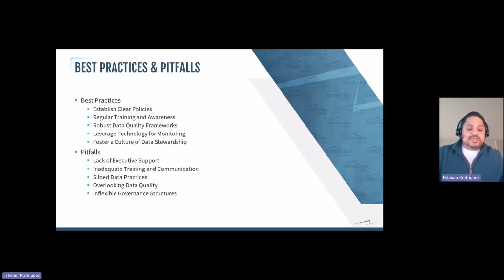Siloed data practices within different departments can severely hinder effective data governance. When data is managed in silos, it not only creates inefficiencies, but also increases the risk of inconsistencies and errors. Breaking down these silos and fostering a culture of collaboration and shared data stewardship is essential.